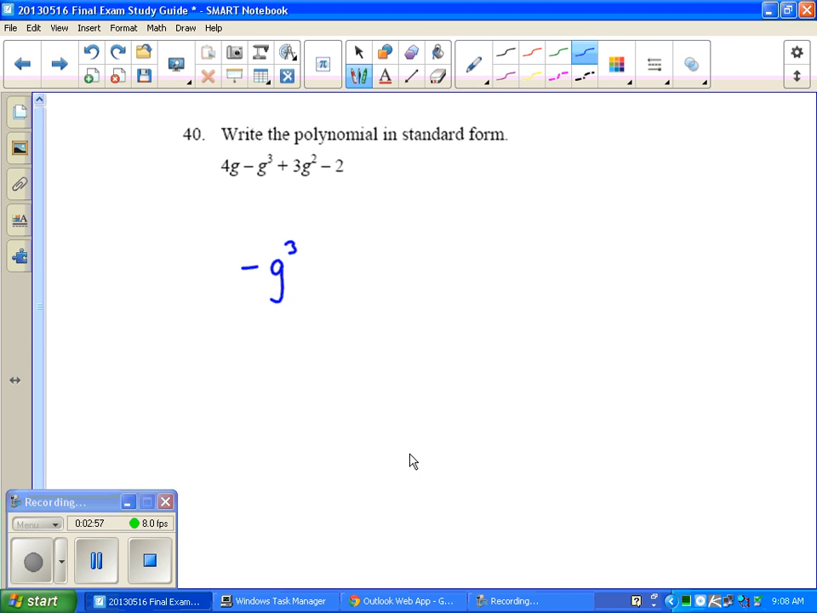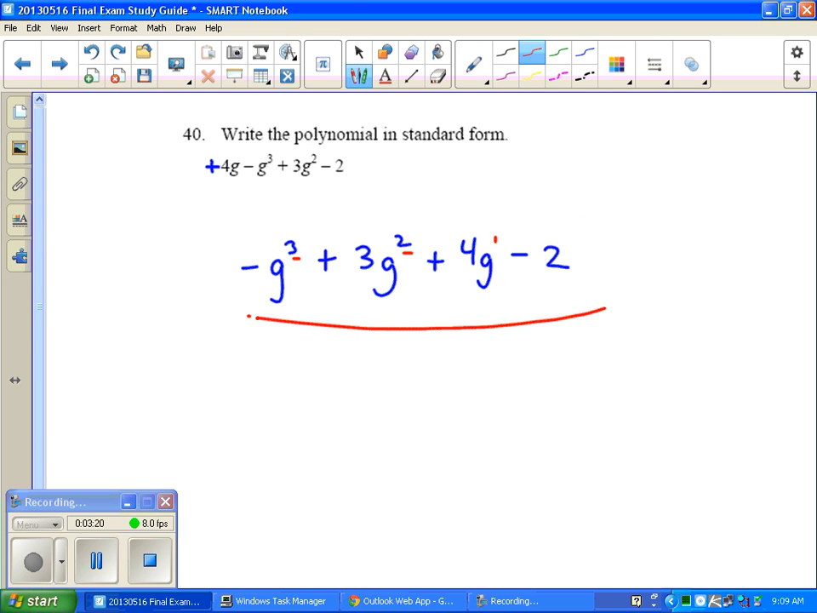Negative g to the third power would be first, followed by g to the second power, which is plus 3g squared, followed by g to the first power, which is positive 4g, and we know it's positive because there's nothing in front of that. That's why it's plus, followed by the constant term, minus 2. Notice your exponents count down, 3, 2, and then 1 that's not shown. This is it in standard form. Just count them down.